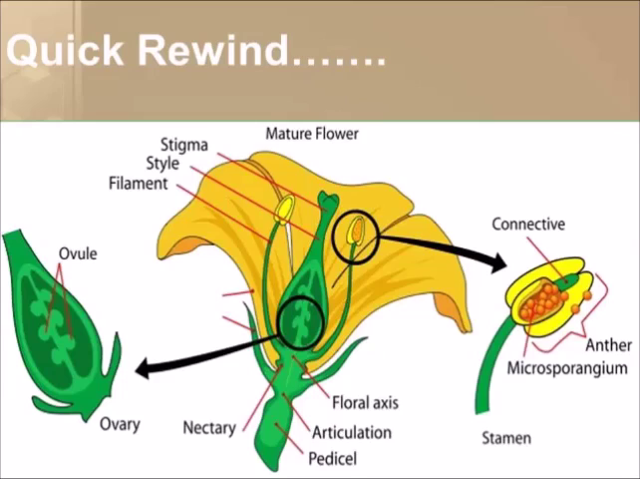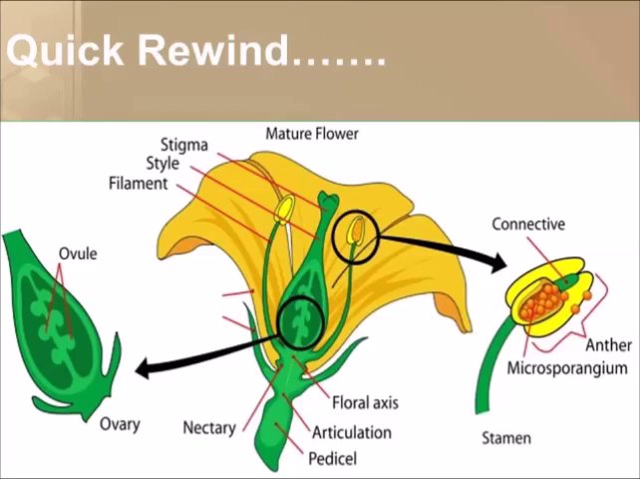In the previous lecture, we thoroughly discussed the structure of a flower, its various parts, the male and the female reproductive parts, the accessory parts of a flower, and also the variations in these structures. So now let's have a quick recap and move on to the next lesson.